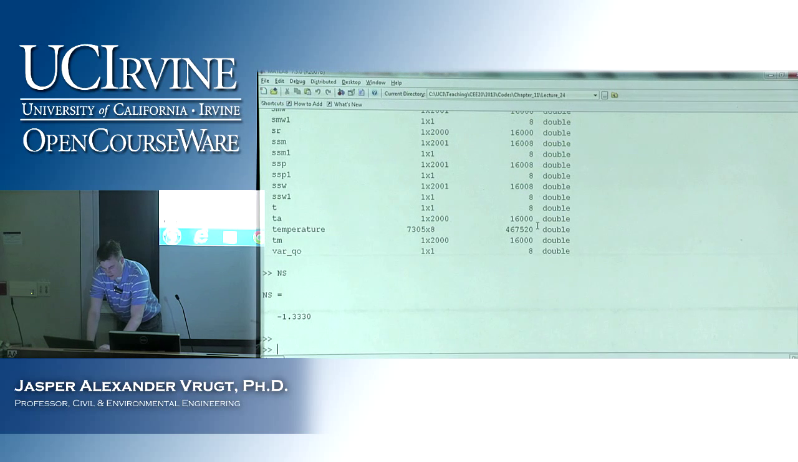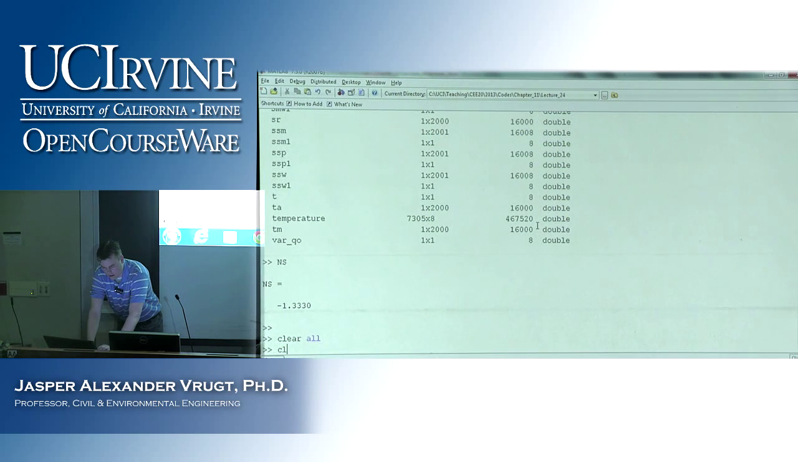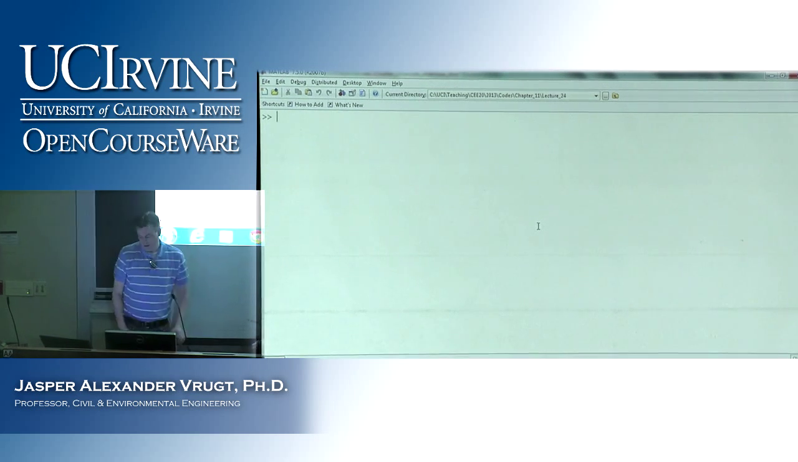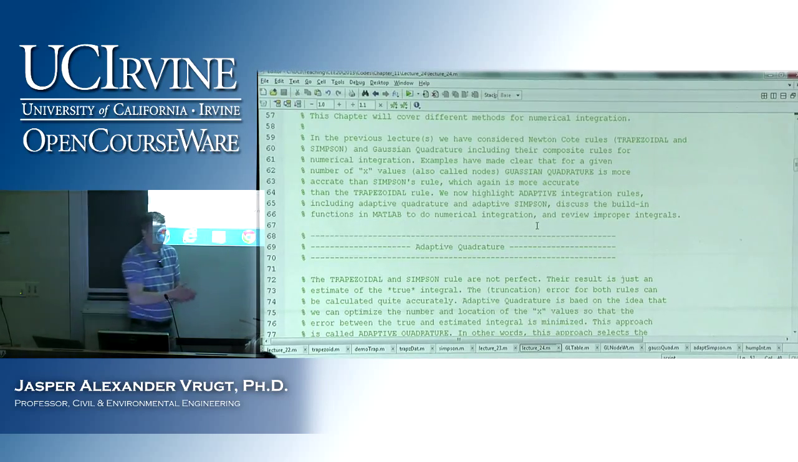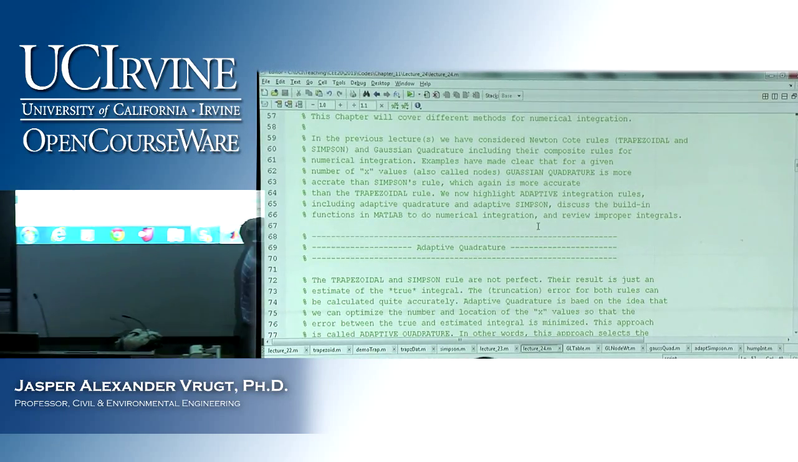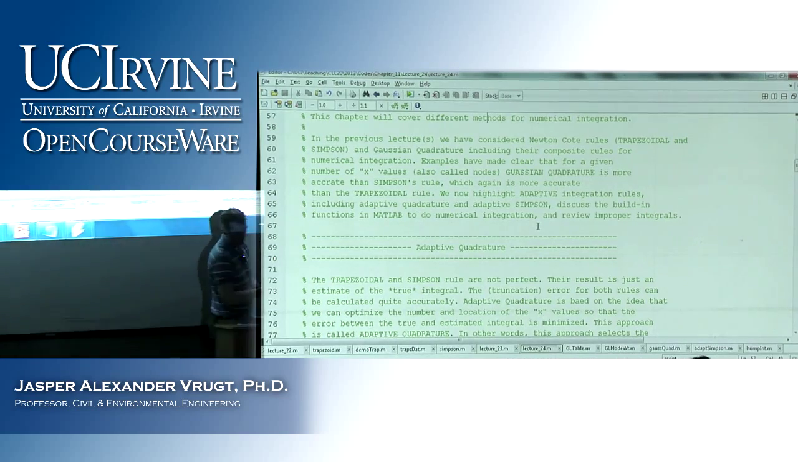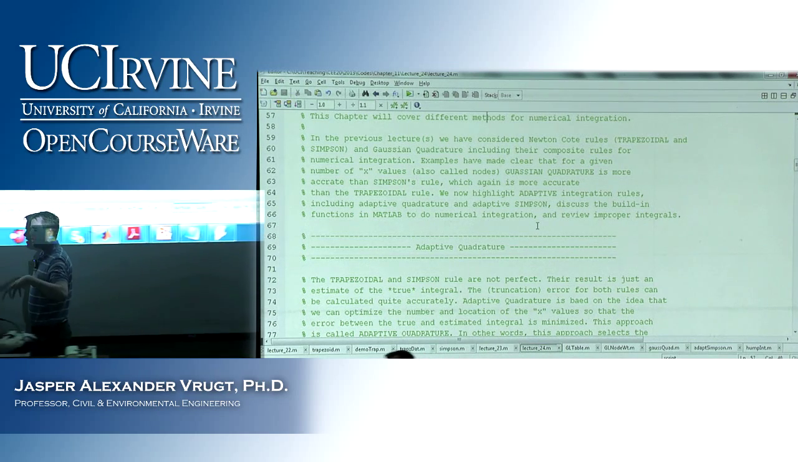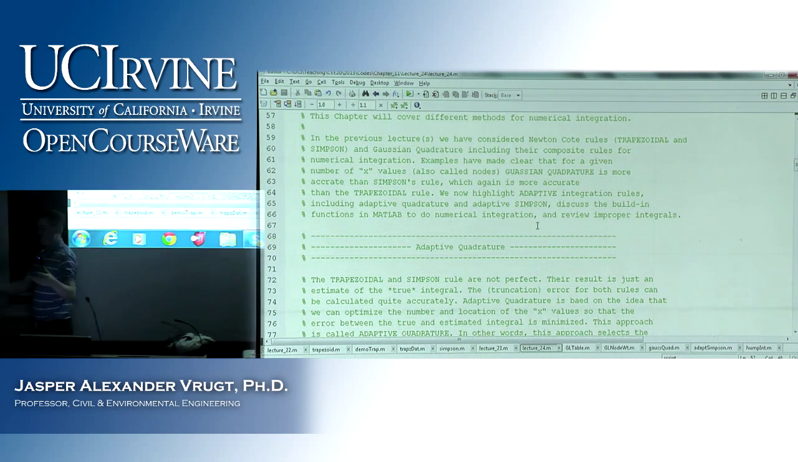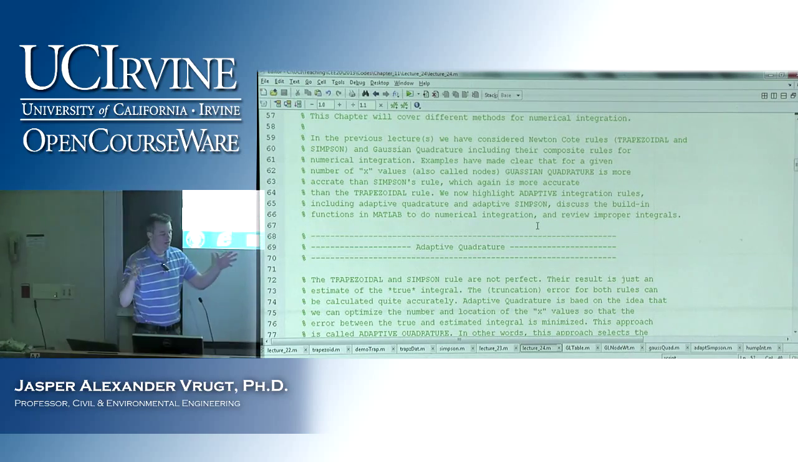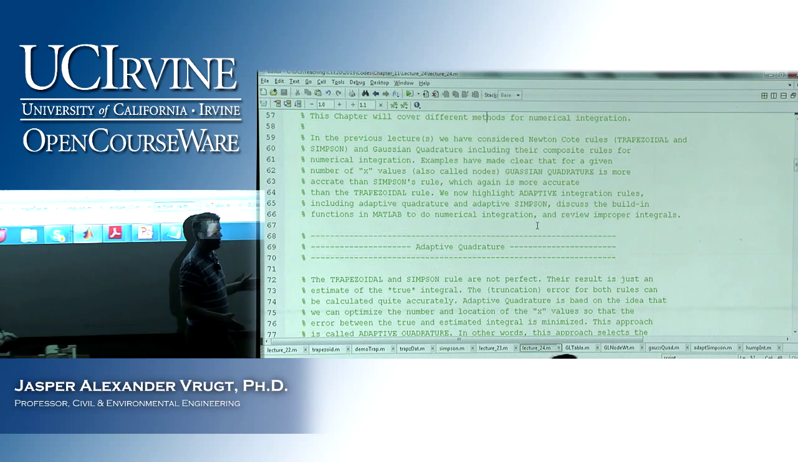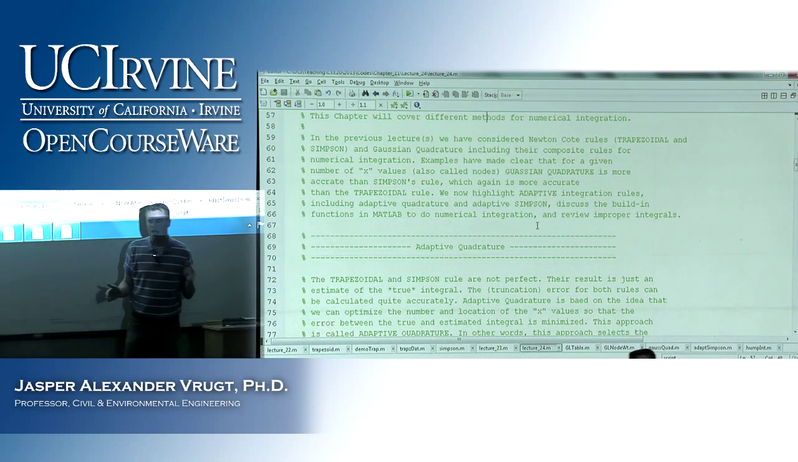So, as you know, I always start with clearing everything: clear and then clc, clear screen. And chapter 11 is on numerical integration. So we have some function. We don't have the antiderivative of that function, but we still would like to calculate the area between a certain lower bound and upper bound, in this chapter also referred to as A and B.